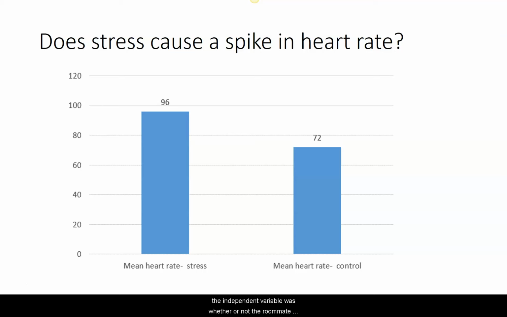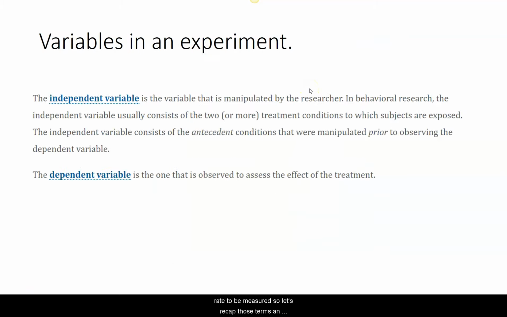So what were the variables here? The independent variable was whether or not the roommate said yes to the request, and the dependent variable was the heart rate that was observed when they were exposed to these two conditions. That's measurable, and certainly this cuff that we wore allowed the heart rate to be measured.